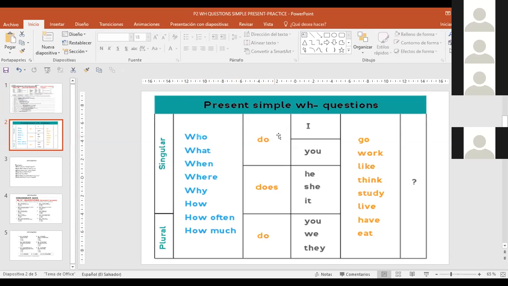Y recuerden que para los pronombres singulares I, you, yo utilizo el auxiliar do. Para los pronombres singulares he, she, it, yo utilizo does. Y para los demás que son plurales, que es you, de ustedes, we, nosotros, y they, ellos, utilizo do, ¿verdad? Y cuando estoy utilizando el do como auxiliar en preguntas, el verbo se mantiene igual en su forma base: go, work, like, think, study, live, have, eat. Únicamente retoma la regla de la tercera persona singular cuando estamos en una oración afirmativa, donde no tenemos un auxiliar.